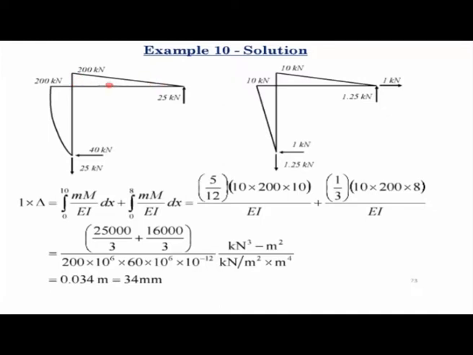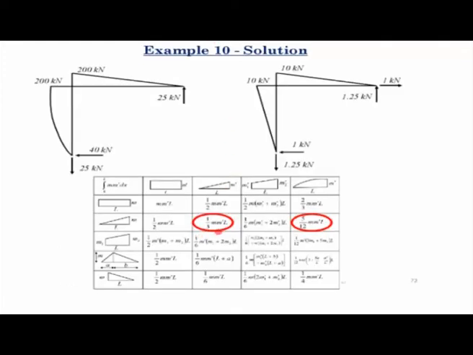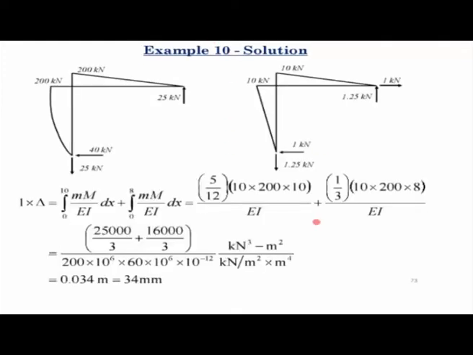So considering the bending deformations in the horizontal member, we saw in the previous slide it was 1/3 m m dash L. So 1/3 m, this is 10, m dash is 200, and here the length is 8 meters, the length of the horizontal member, and EI remained constant, so you just put the values of EI.